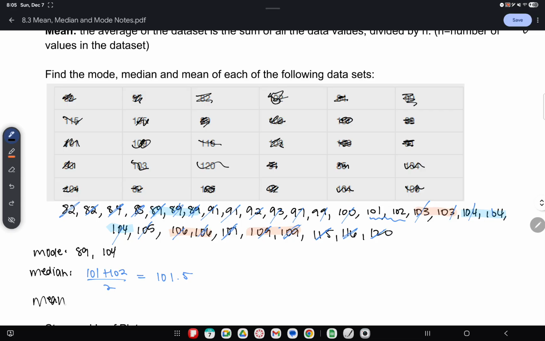And then the mean is the average. So I can add them all up. And then let me count how many data values I have. 1, 2, 3, 4, 5, 6. 1, 2, 3, 4, 5. 6 by 5, so that makes 30. And then I'll add all of these up. So I'm going to pause it again and add them all up and then come back. So 2,888. If I divide that by 30, I get 96.3 as the mean.